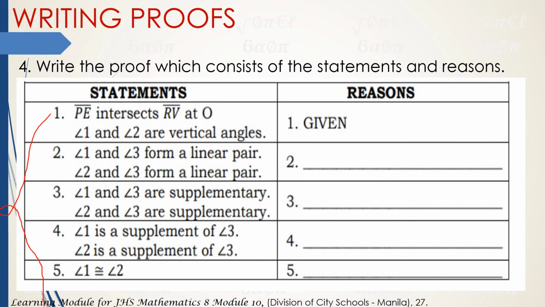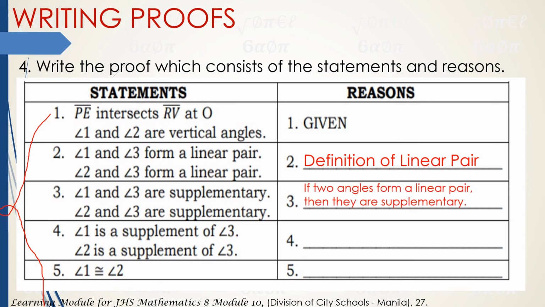Okay, so for the statement, line segment PE intersects line segment RV at point O, and angle 1 and angle 2 are vertical angles, it was already given. Okay, for number 2, angle 1 and angle 3 form a linear pair, and angle 2 and angle 3 form a linear pair. So kung naalala nyo yung ating kanina, illustration, it is definition of linear pair for our reason for that. And for number 3, angle 1 and angle 3 are supplementary. Same thing with angles 2 and 3.